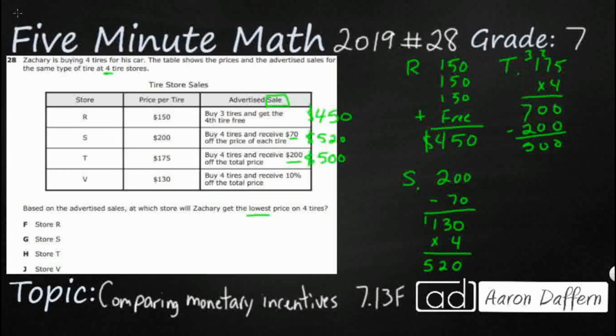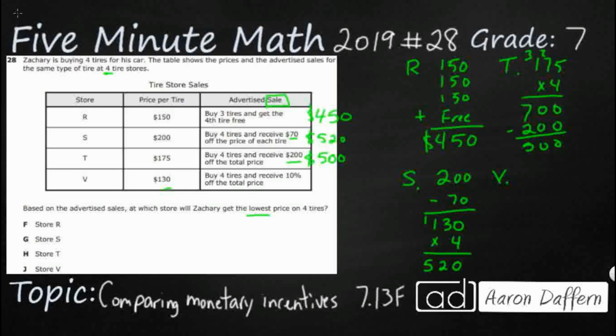So it's going to be either R or V. They didn't want to put a vowel in there. I'm not sure why it's not store U. All right, so wow, that's the cheapest starting point. Look at that, 130. Buy 4 tires and receive 10% off the total price. So it's the cheapest price per tire, but that doesn't mean it's going to have the cheapest total amount.